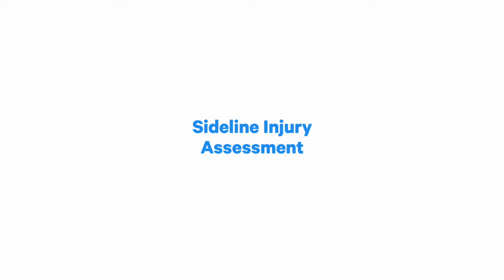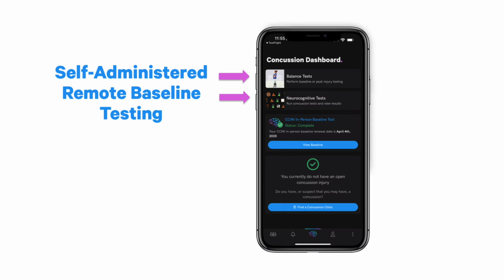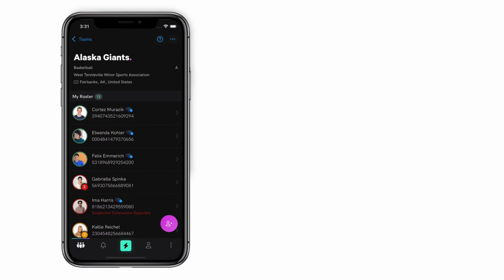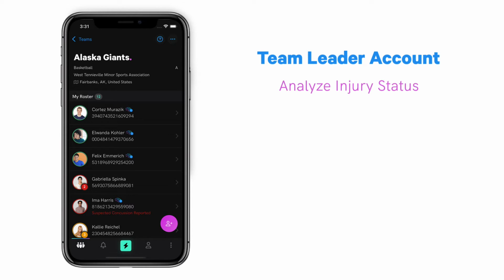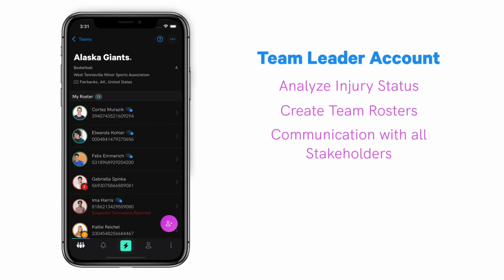This video is showing a sideline injury assessment using this tool. Baseline testing can be done remotely by all students and athletes on their own app. The user level we're showing here is the team leader account, which is the level used by coaches, teachers, and athletic trainers to analyze injury status, create team rosters, and communicate with students, athletes, and medical professionals.